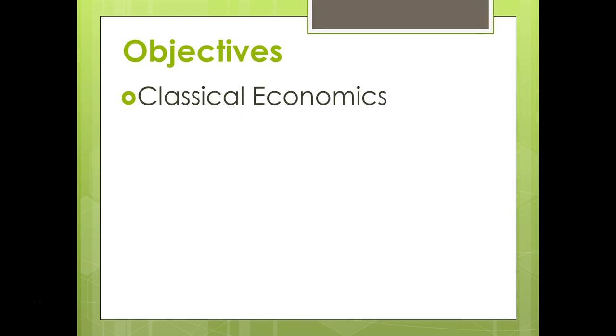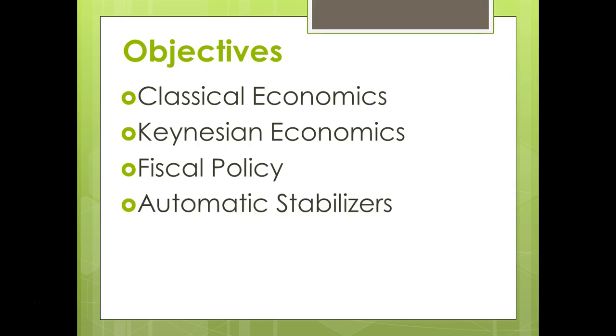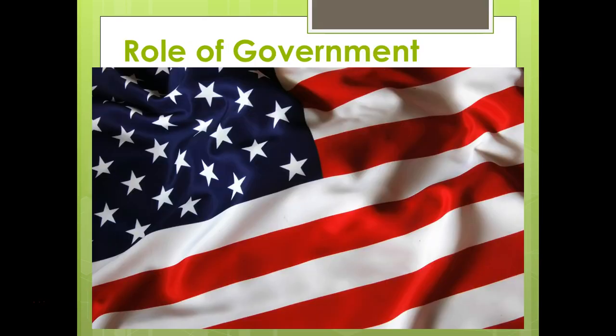In this video, we're going to go over a few different topics. We're going to talk a little bit about what classical economics is, what Keynesian economics is, what fiscal policy is, and what are automatic stabilizers. And classical economics and Keynesian economics say different things about the role of government.